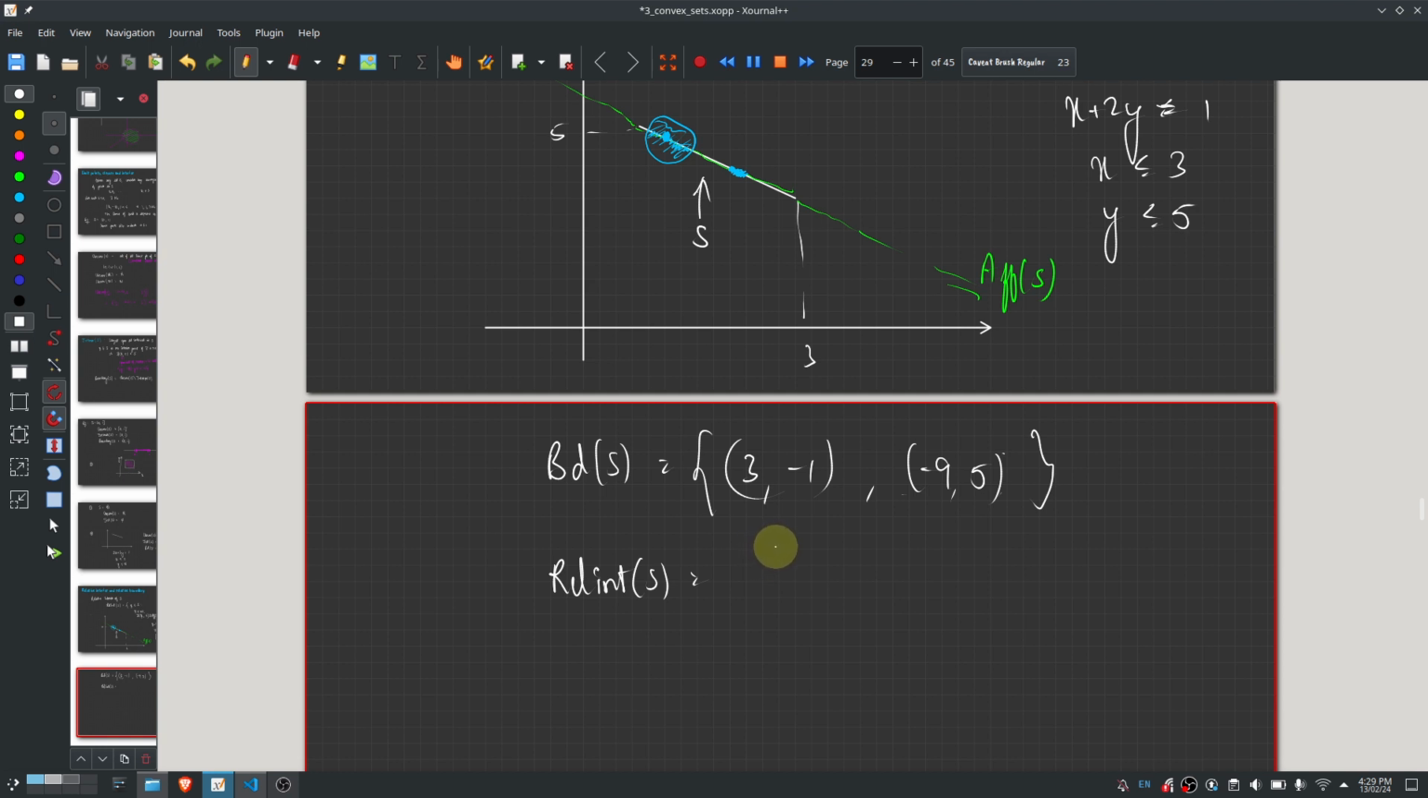Yeah, correct. Which would be, I mean, in terms of, you have to algebraically describe the set. So it is the set of all x comma y satisfying x plus 2y equal to 1, right? So with just this, that would give me the affine hull. x would be strictly less than 3 because it doesn't include the boundary point, and y would be strictly less than 5.